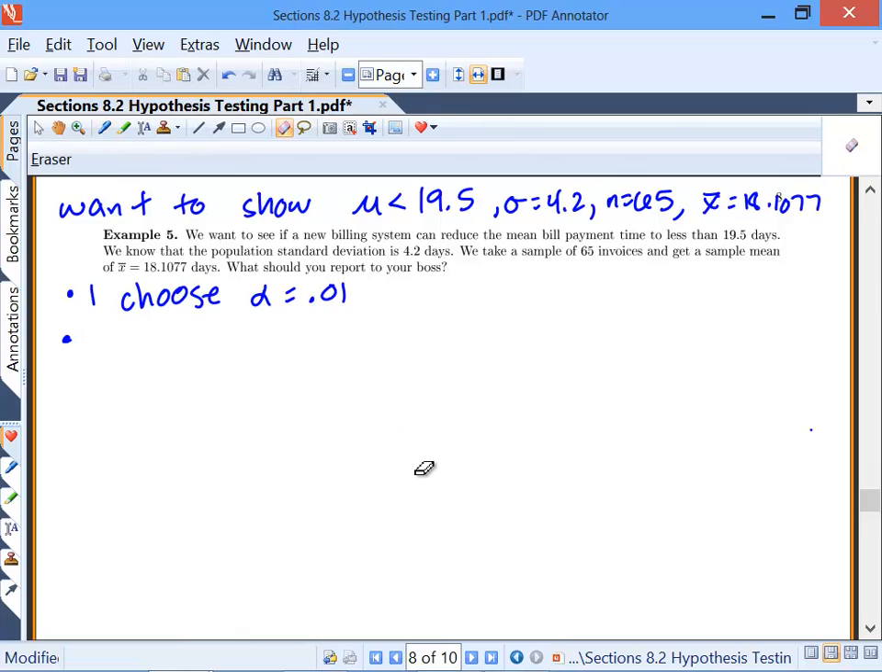What else do I need to do or check? Okay, so normal or n of at least 30. Okay, which one is satisfied here? Large sample size. Okay, so we can do the test. Let's see, I need my hypotheses.